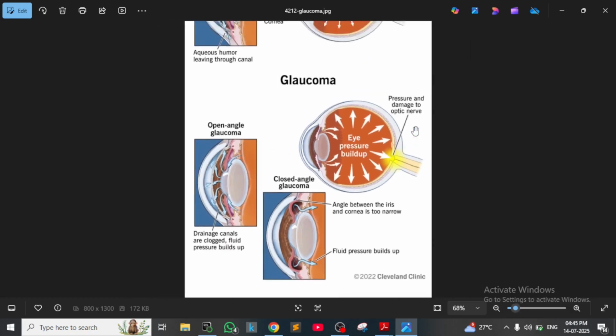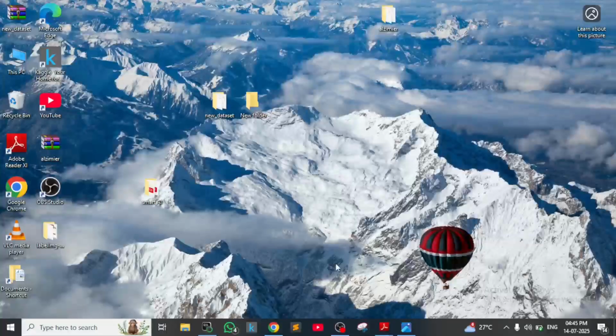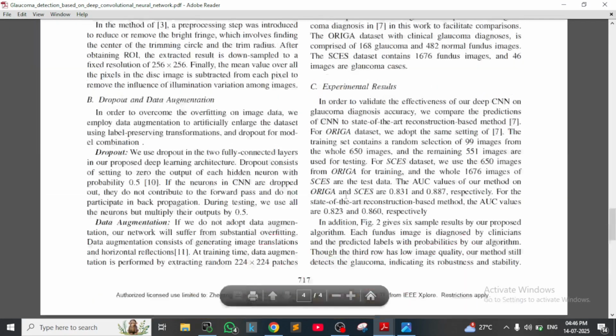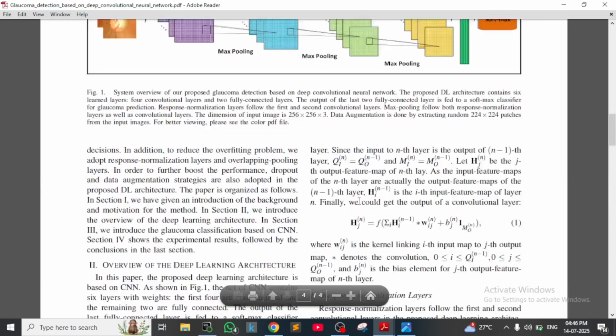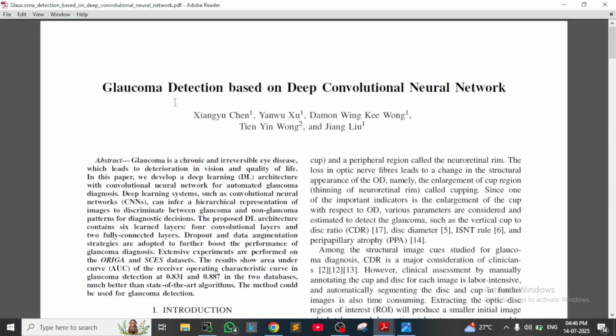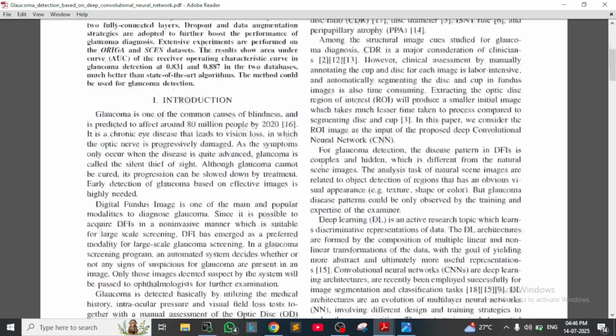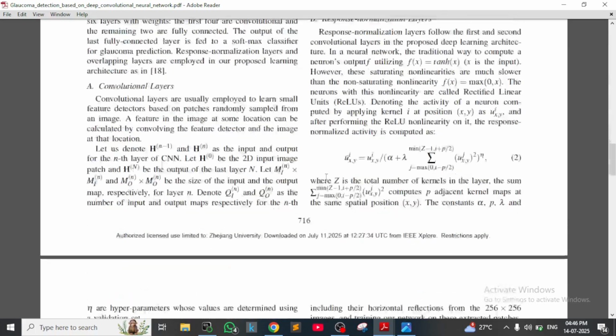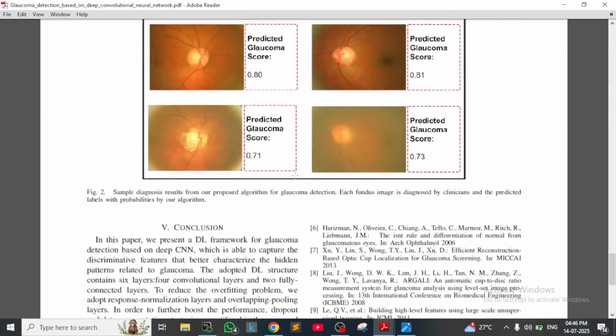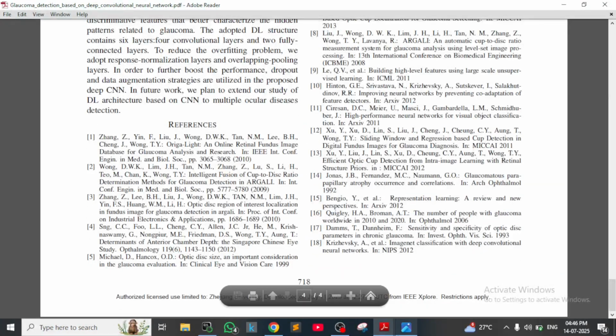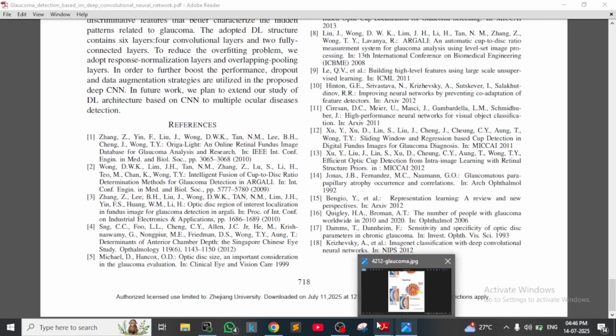Now come to the research papers. To analyze this, we took two research papers. One is this one: glaucoma detection based on deep convolutional neural network. Another one is this. The first paper looks like this, and the second paper is like this.